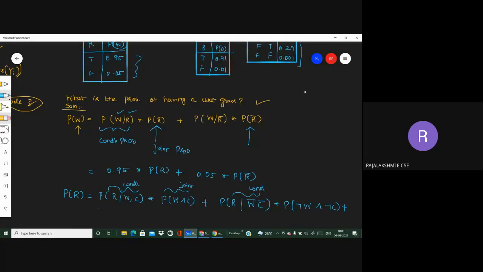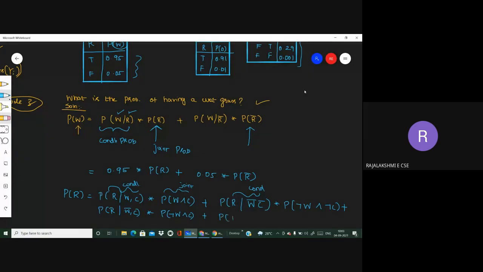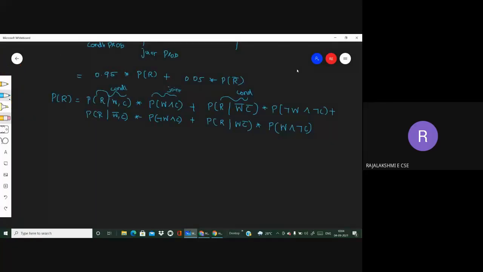Plus the third condition, the probability of getting rain and the not windy, cloudy should be multiplied with the joint probability of not windy and cloudy. This should be added with the probability of getting rain of windy and not cloudy with the joint probability of windy and not cloudy. Both are true, both are false, any one of us are true.